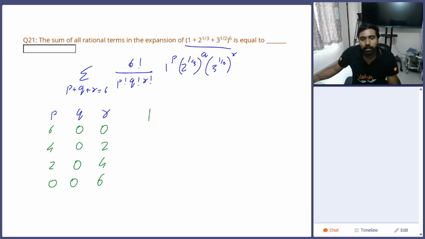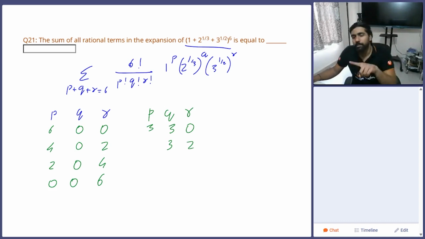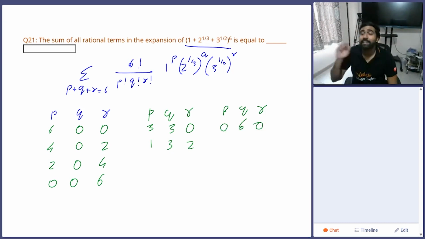Next, what is the next possible acceptable value of q? Q has to be a multiple of 3. The next acceptable value is q equal to 3. So for q equal to 3, again I will start with r equal to 0. For r equal to 0, p will be 3. Q equal to 3, next possible value r equal to 2, p will be equal to 1. Q equal to 3, r equal to 4 is not acceptable, right? So this goes off. I have only 2 cases. And then finally, q I will take as 6, r and p have to be 0. So basically 1, 2, 3, 4, 5, 6, 7 terms you have.